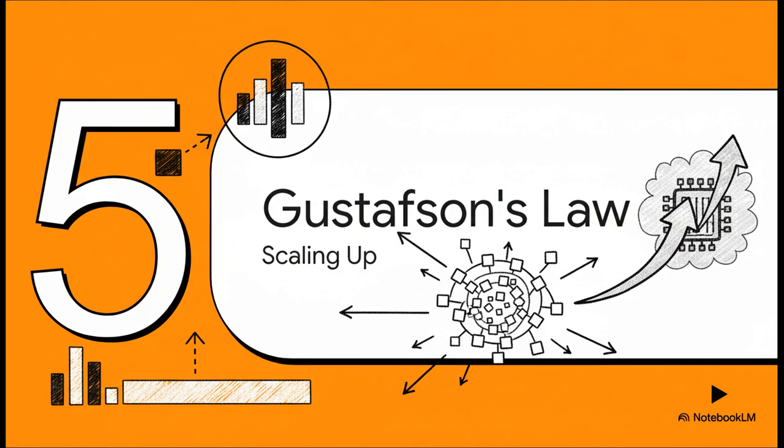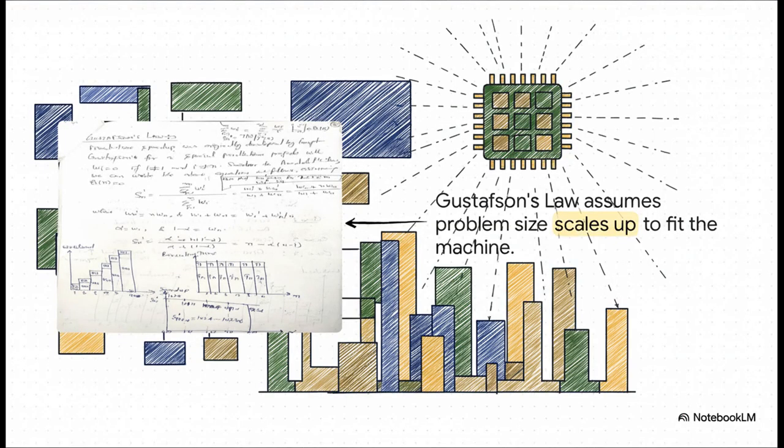But then, decades later, a much more optimistic idea came along that changed the game: Gustafson's law. Gustafson's genius was that he just completely flipped Amdahl's main assumption on its head. He said, wait a minute, when we get a more powerful computer, we don't just run our old, small problems faster. No, we use that new power to tackle bigger, harder, more interesting problems. We scale the workload to fit the machine.